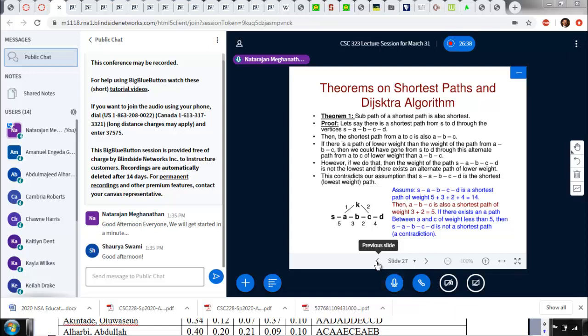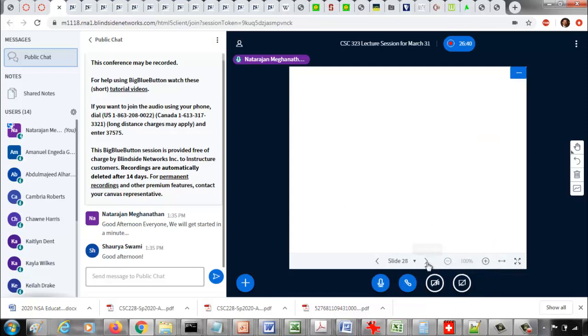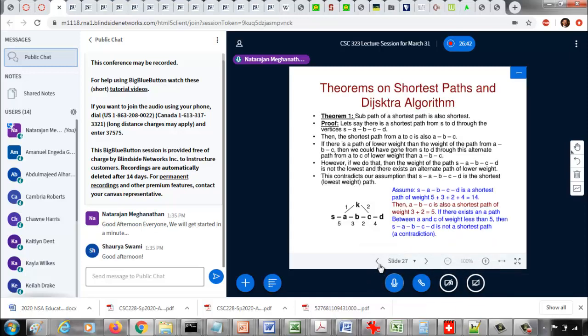Okay. So we are going to see four theorems. Each theorem, as we move on, will build on the earlier theorems. We'll start with a simple one: the subpath of a shortest path is also a shortest path. This is actually a property of shortest path, and I did mention this last time.